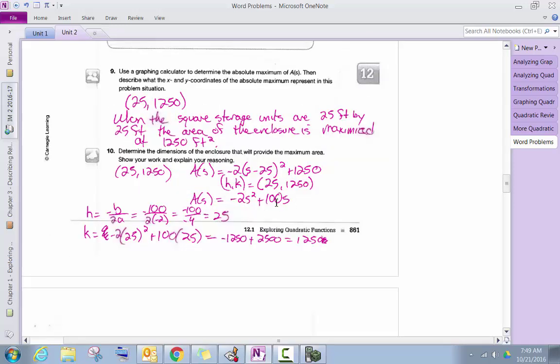Now we can find this by doing our cheat, negative b over 2a. So it's negative 200 over 2 times negative 2. So negative 100 divided by negative 4 is positive 25. And we can substitute that in to find our y value. So we get 1250. Or just use the calculator. Either way, we're looking at our vertex, our maximum.